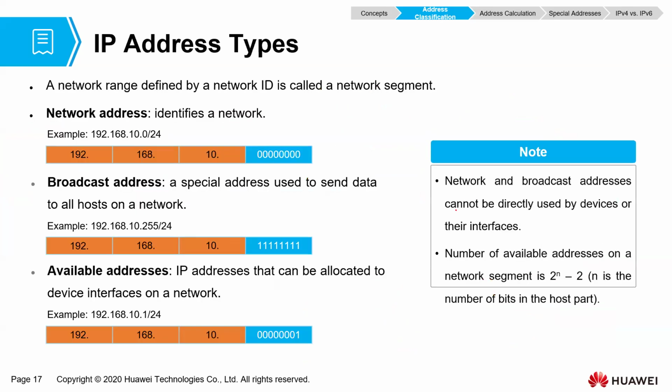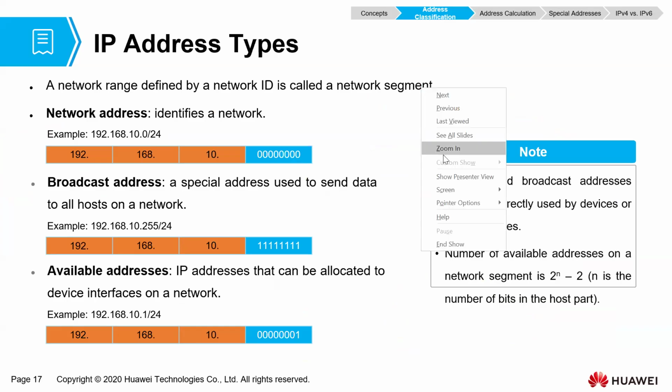IP address types. We have what we call the network address, which I think we've gone through. We have the broadcast address, then we have the available addresses. I'm going to be using an example to define those three.